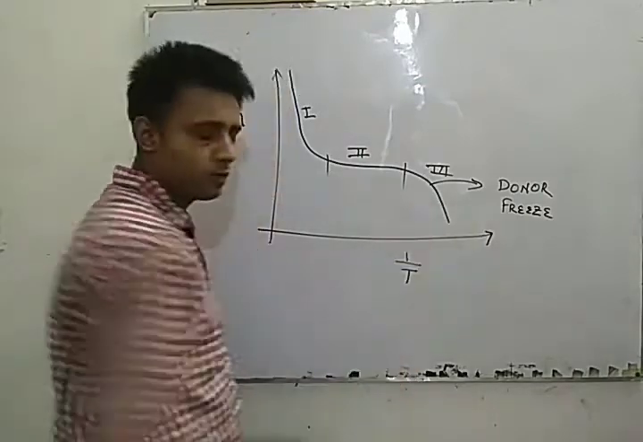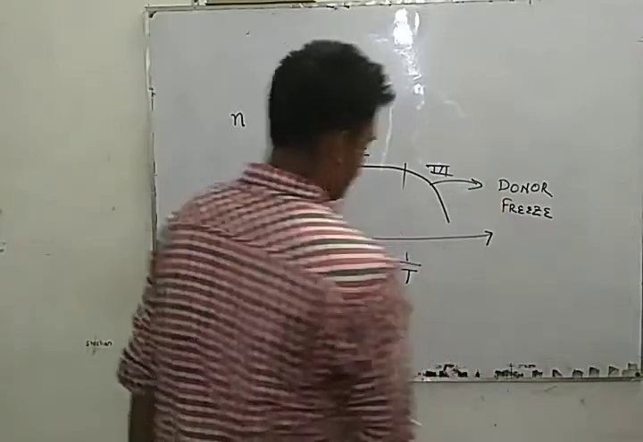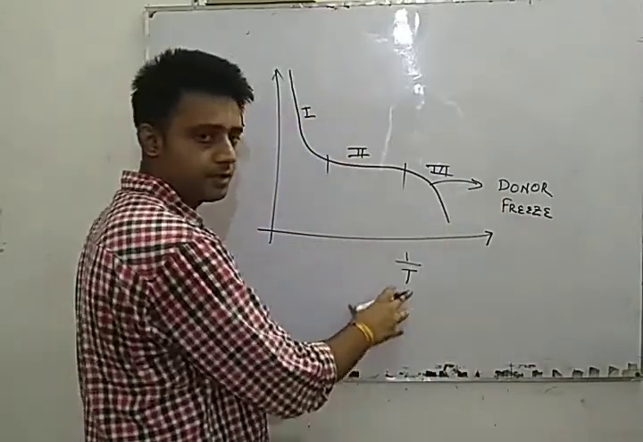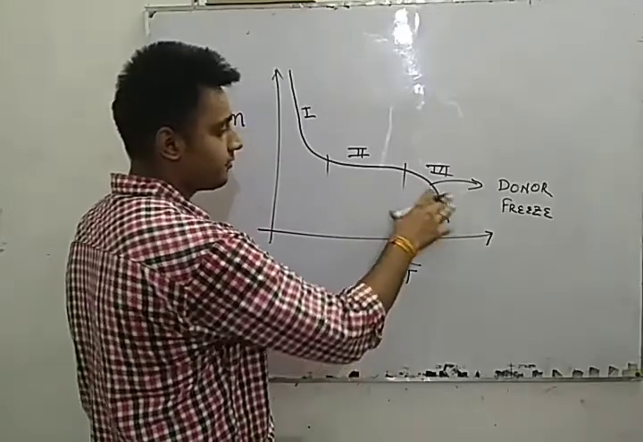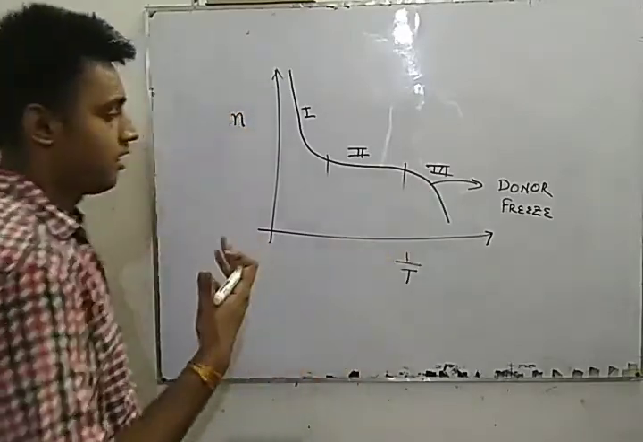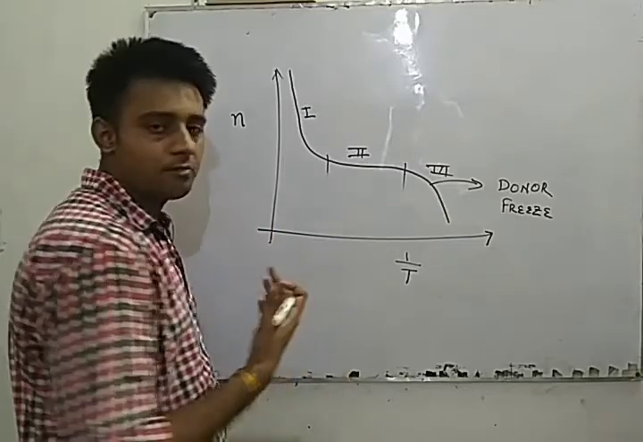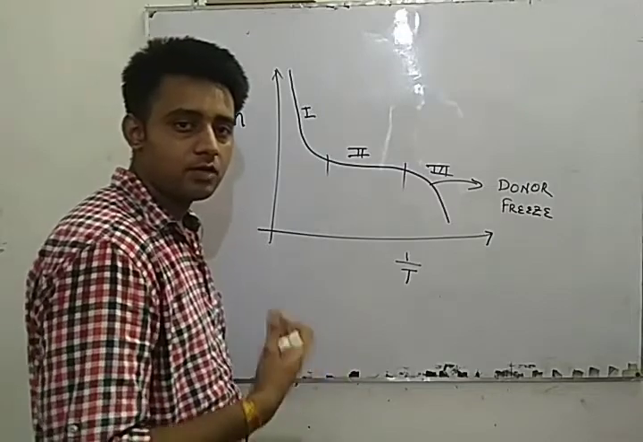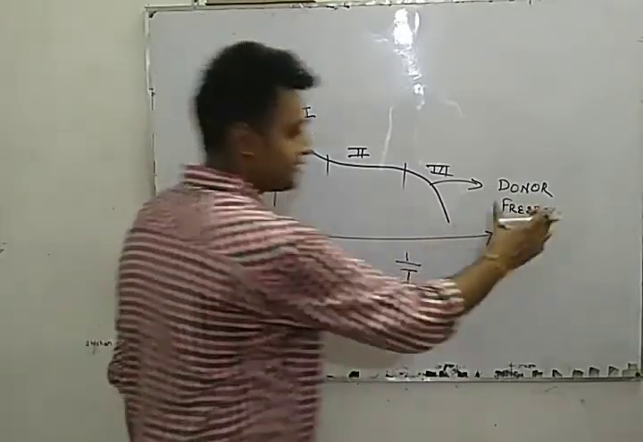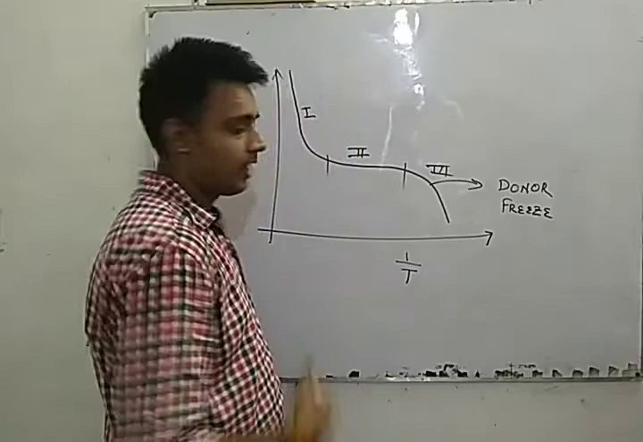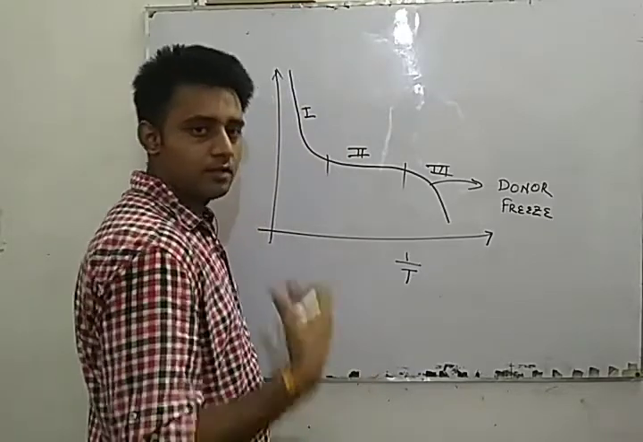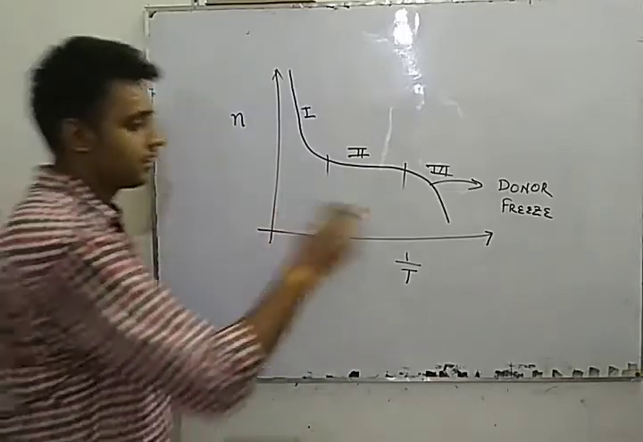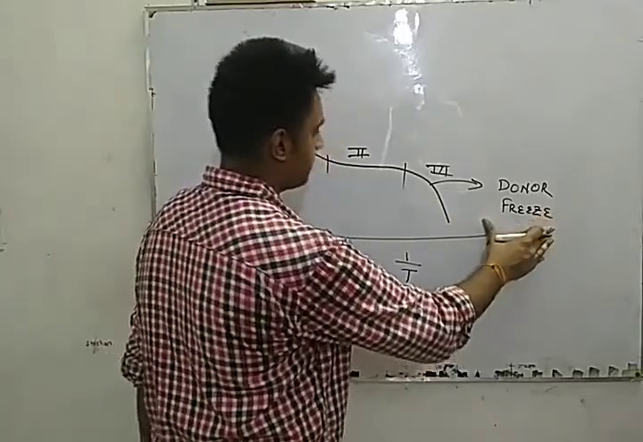So first we will discuss the donor freeze out. If the value of the temperature becomes so low, at a minimum, there will be no excitations of the electrons from the valence band to the conduction band. If there is no excitation of electrons from the valence band to the conduction band, the condition of donor freeze out takes place. As the temperature becomes very low, there will be no generation of Na and Nd. So that condition is known as the donor freeze out.